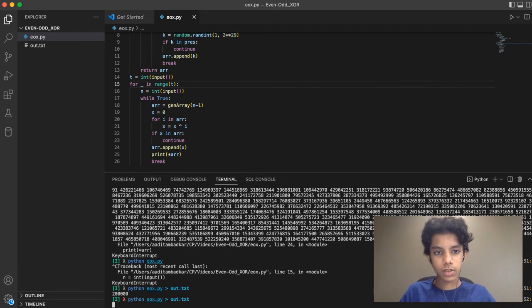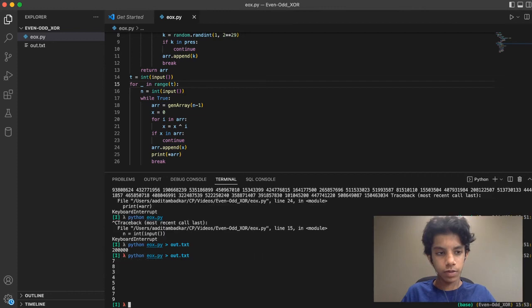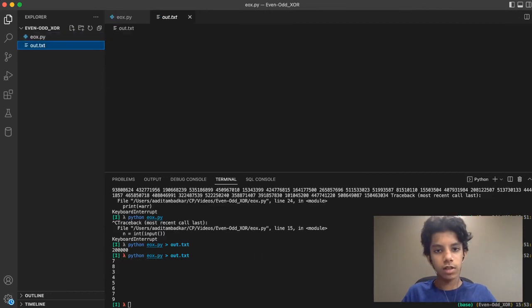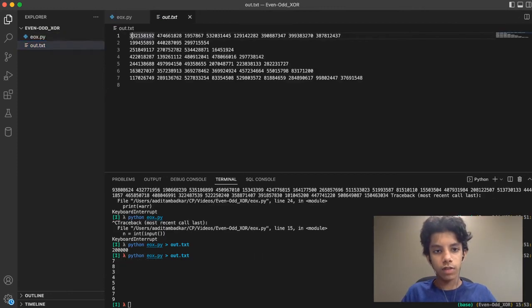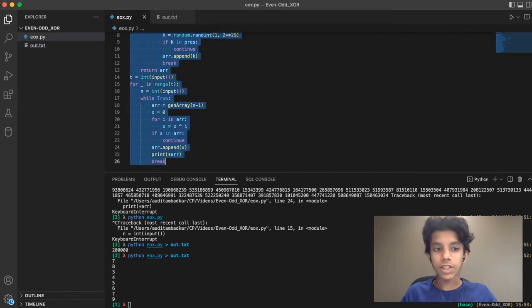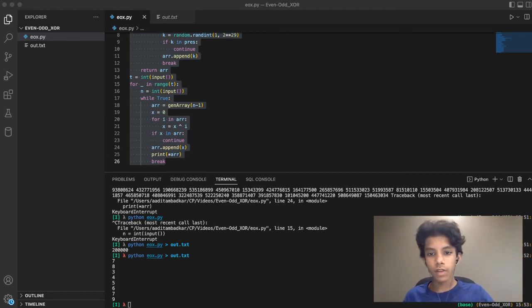Let's make sure that it prints out something reasonable into out.txt. 1, 2, 3, 4, 5, 6, 7, 8. Cool, looks like there are no repeats. Okay, so now we can copy everything and try it again. Sorry about that, I forgot the test cases aspect. Wrong answer on test case 4. Now this is interesting: participant answer not valid.